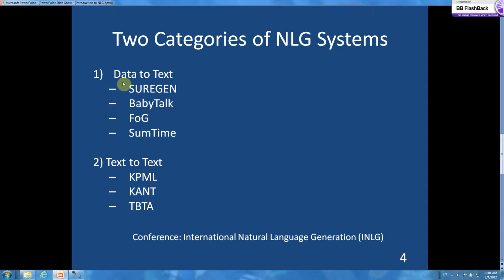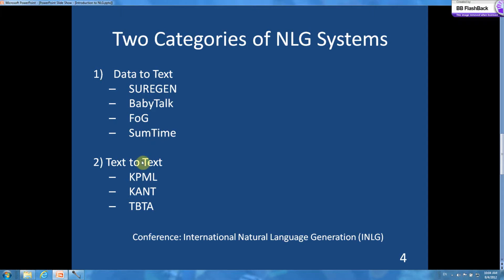And these systems scan through these large arrays of numbers and pick out the most pertinent points. And then they write short texts summarizing the data in those arrays and pointing out the most relevant, the most salient points. A number of these systems exist. For example, Surgeon, which is a medical system; BabyTalk, which is another medical system; Fog and Sometime, which are weather systems. There are many systems of this type that are commercially successful.